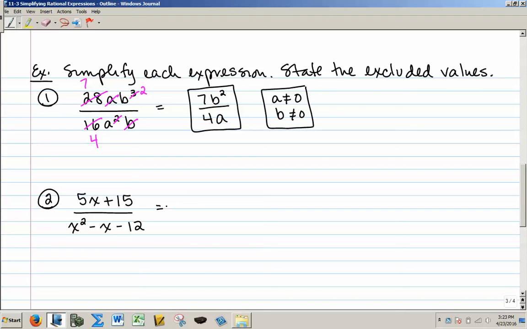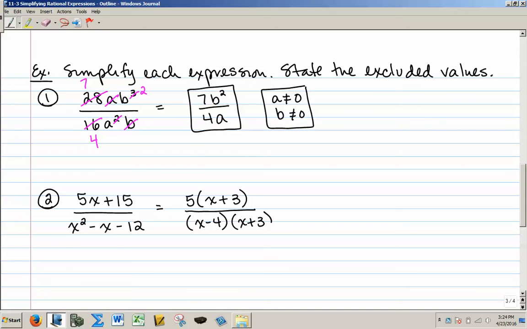So first thing I need to do is factor. On the top I can take out a greatest common factor of 5, and that's going to leave me with 5 times (x plus 3). And on the bottom I have a trinomial to factor, so I'm looking for two numbers that multiply to negative 12, and the same two numbers have to add up to a negative 1. So that's going to be an (x minus 4) and an (x plus 3).